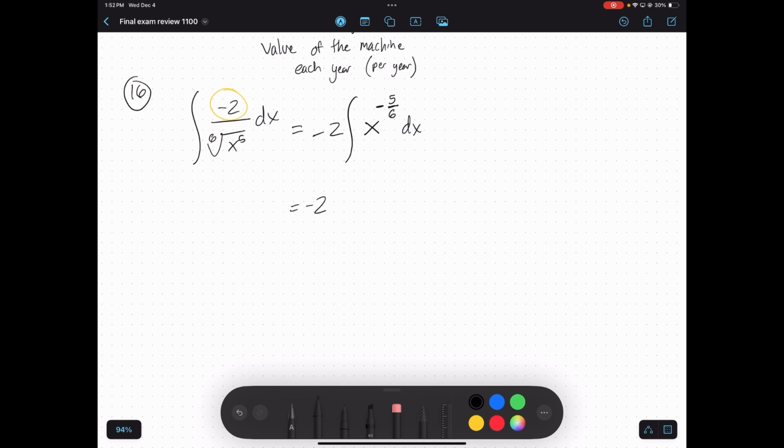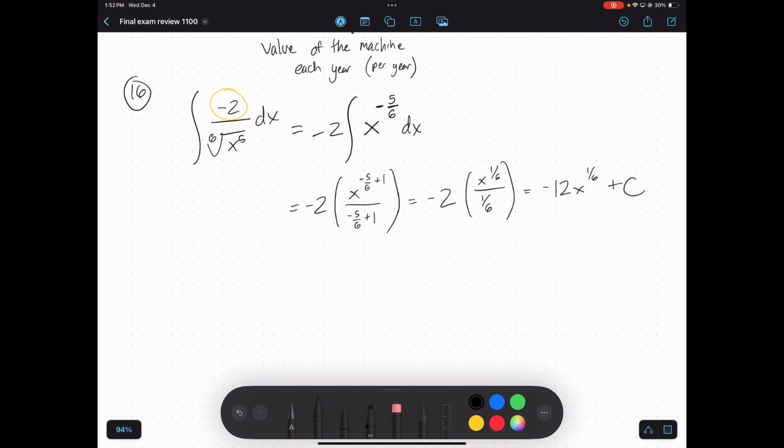I keep the -2, and then I'm going to use my antiderivative rule, which is just you add 1 to the exponent and then divide by that new exponent. Okay, so I get -2 times x to the negative 5/6 plus 1, which is just 1/6, divided by 1/6. How do you divide by fractions? Flip and multiply. So this leaves me with -12 x to the 1/6. I'm missing something.